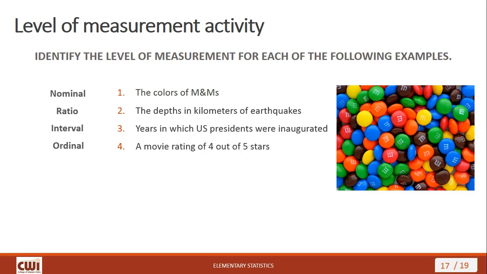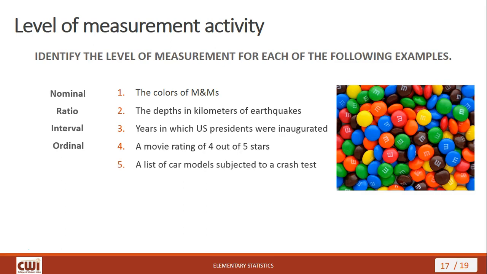So 1 star is one category, 2 stars is another category, 3 stars is another category. Even though you're dealing with numbers, the numbers are being used as a name or a label, and therefore you're going to look at, okay, this is nominal or ordinal. There's definitely an order you can place to it, so it's not nominal, it has to be ordinal level of measurement.